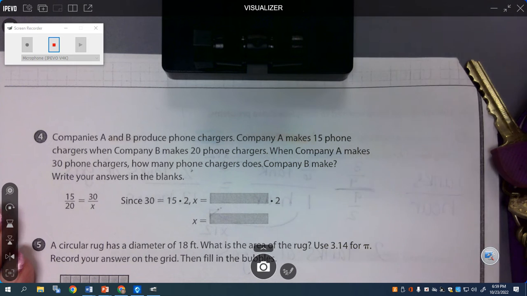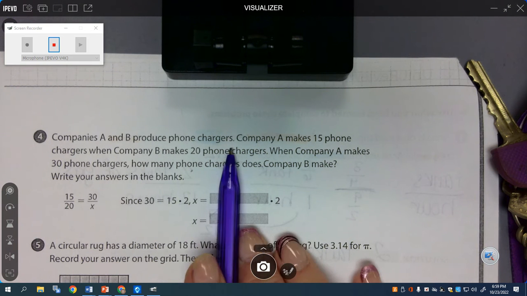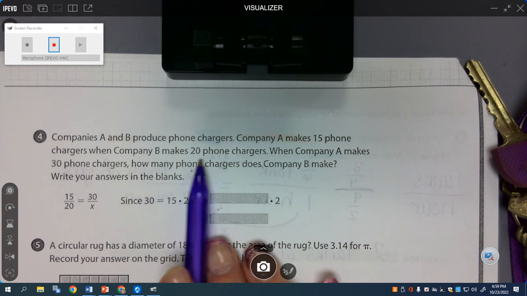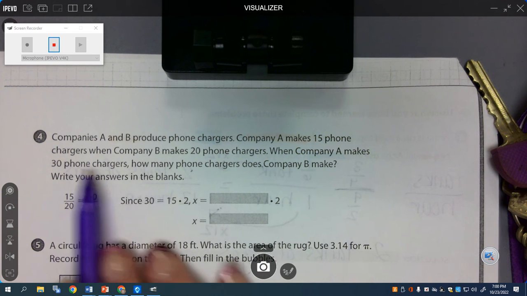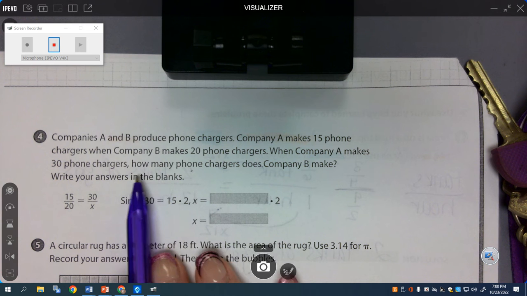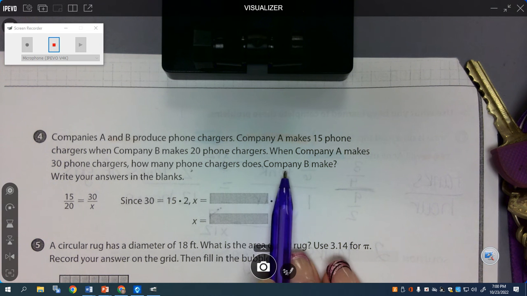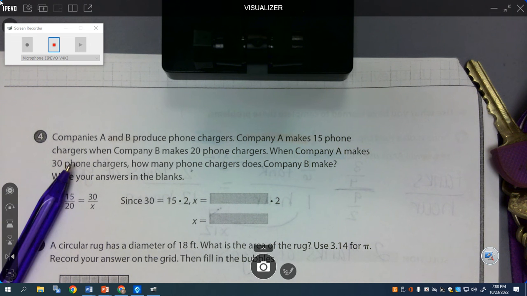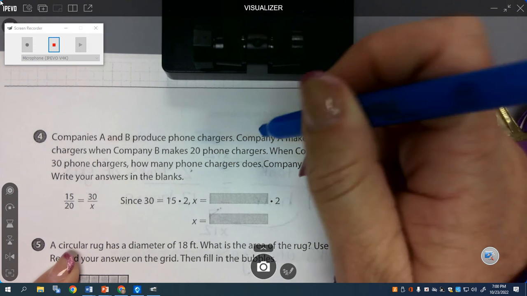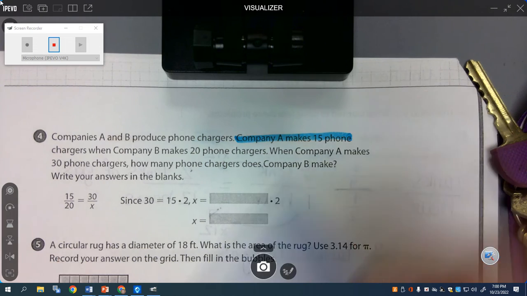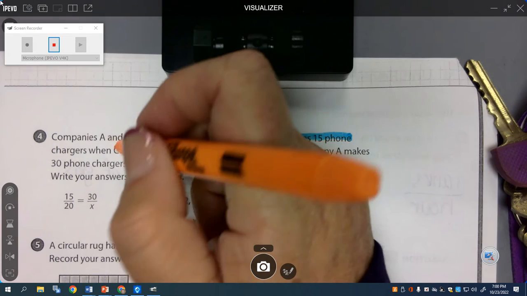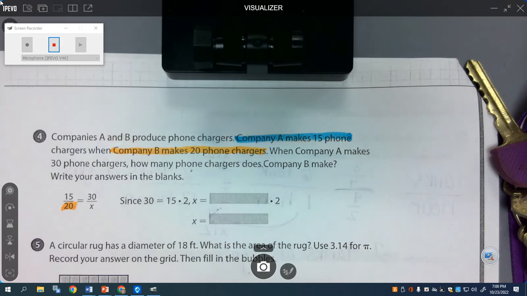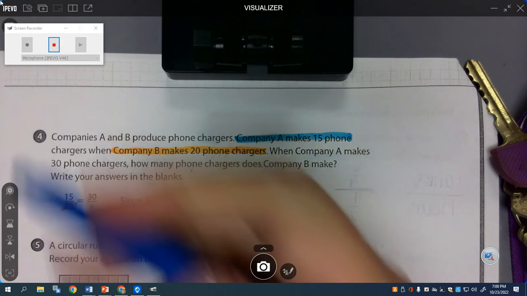Yep, there we go. Companies A and B produce phone chargers. Company A makes 15 chargers, and Company B makes 20 chargers. When Company A makes 30 chargers, how many phone chargers does Company B make? So let me show you what they did. They set this first one up as a ratio. So Company A to Company B, right?